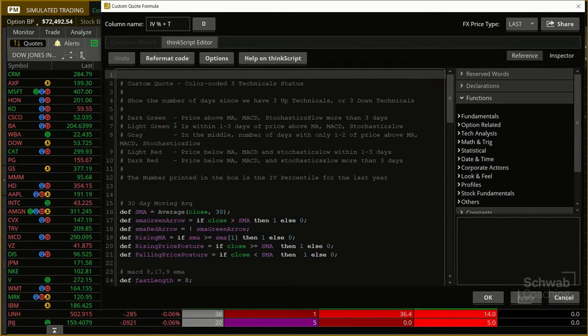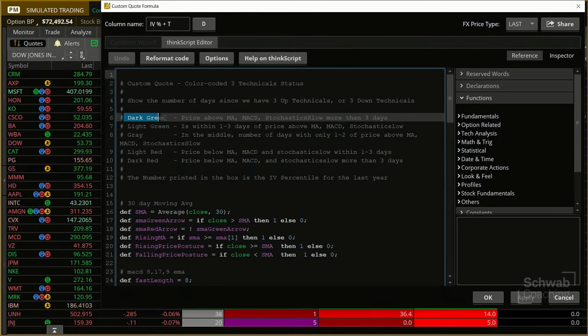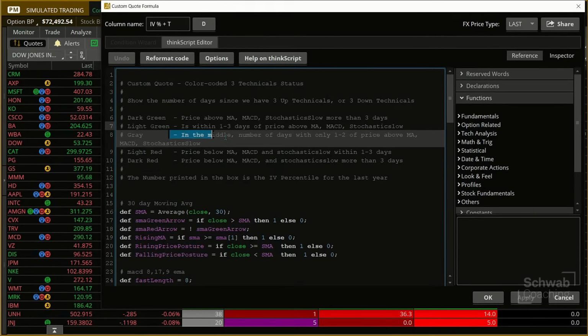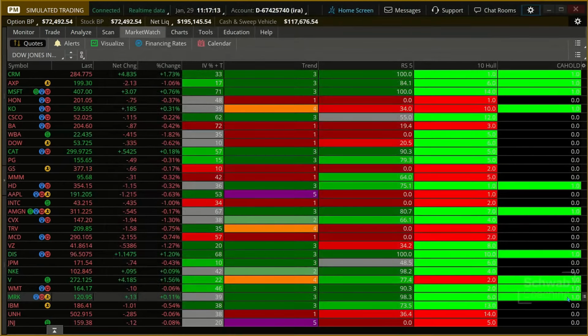And so one thing is, what do the colors represent? As I made mention of, dark green means prices above the moving average, MA, MACD, stochastics for more than 3 days. I said that, okay? What does a light green mean? It's within 1 to 3 days of the price above the MA, the moving average, MACD, stochastic, okay? What does gray mean? It's in the middle, okay, etc. And you could scroll down in there and see more information about that. But each one has a little write-up describing what it's trying to do, okay?